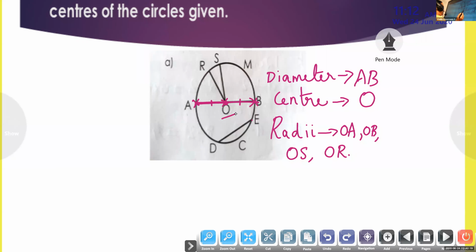So the diameter is the line passing through the center, and which is the center? O. And radii, we have OA, the line starting from the center to the edge. OR is another one. OS is another, and we have OB. Now diameter, center, radii, we have to find out one more thing. What's that? Who can say? Yes, Megha, we have identified diameter, center, radii. Chord. Very good. Megha, can you identify the chord from the given circle?